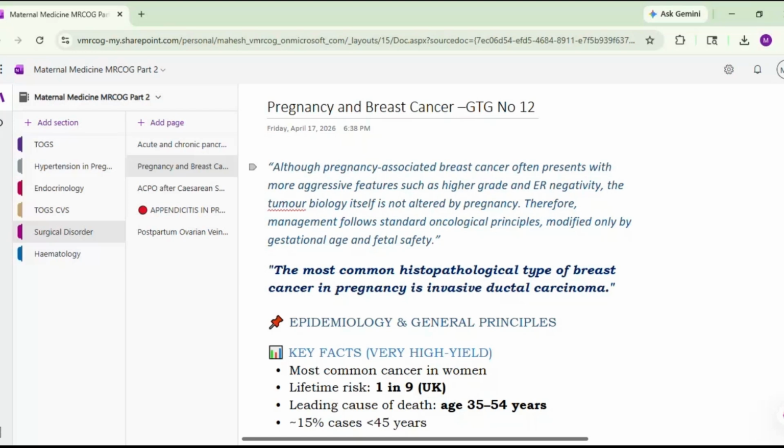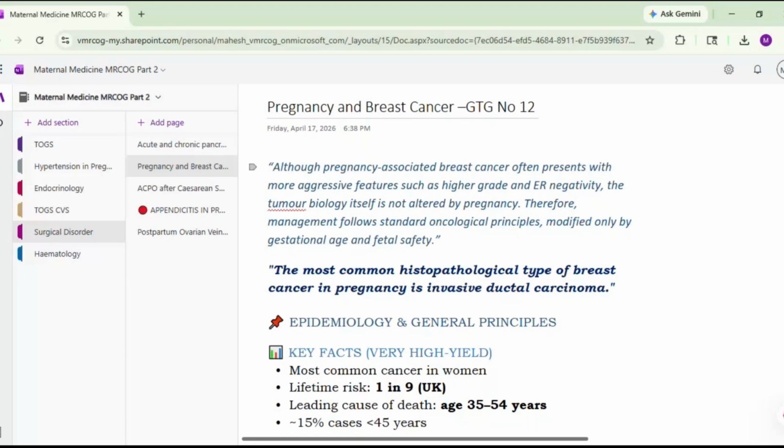So what exactly is the management? The standard oncological principles, which will be modified only because of the gestational age and fetal safety. These are the points which we need to learn. So this is the basic concept behind this. The most common histopathological type of breast cancer in pregnancy is invasive ductal carcinoma.